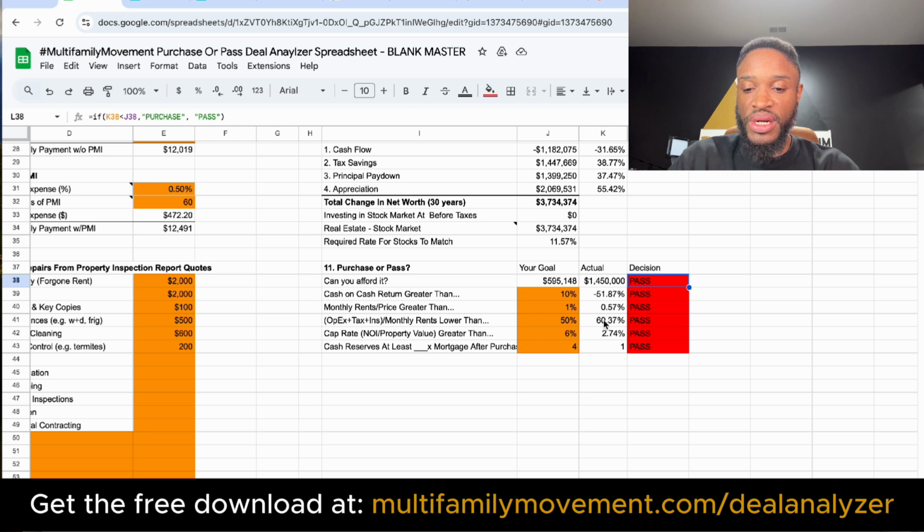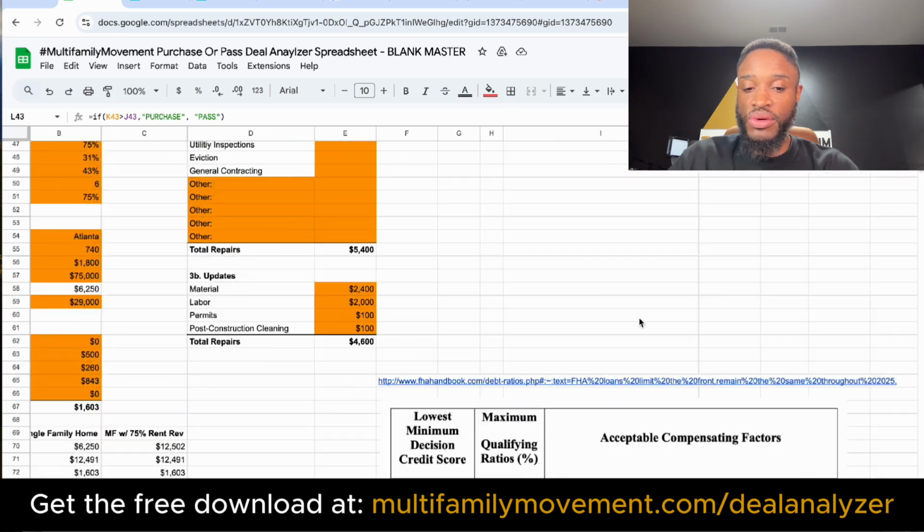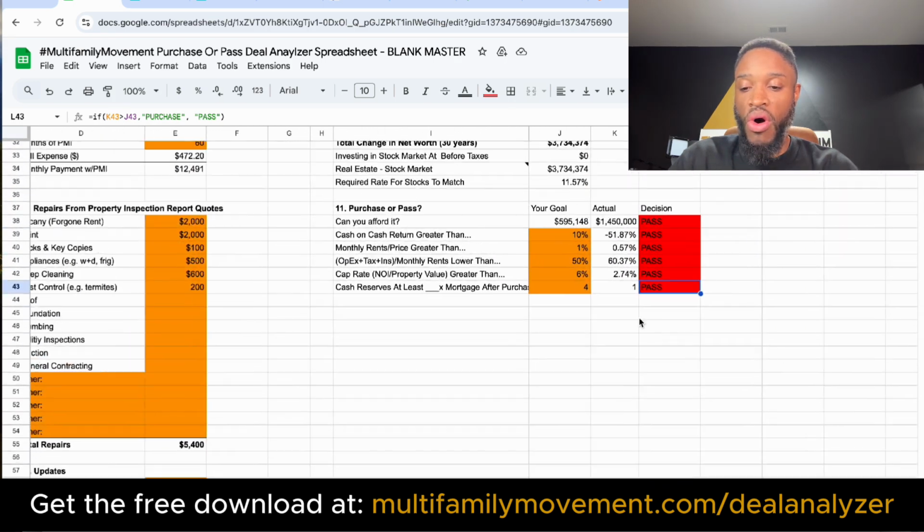It's half. Operating expenses less than 50%. No, they're at 60%. We didn't go over cap rate, so I'll skip that for right now. And your cash reserves at least 4 months after purchase. No, 1 month. So this is a hard pass on all fronts.